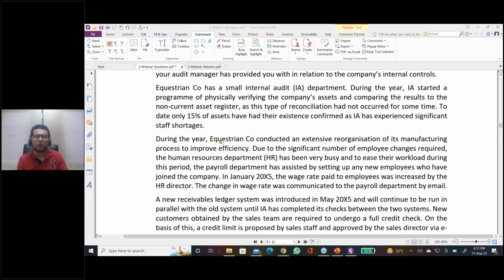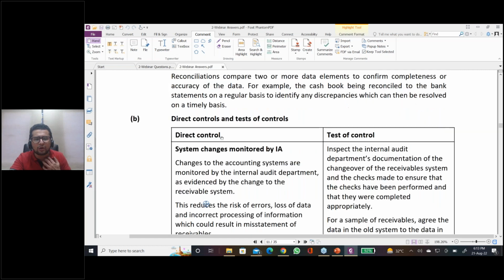So I think this is a clear-cut deficiency. How is this a deficiency? Because you're going to copy all that from the question itself.